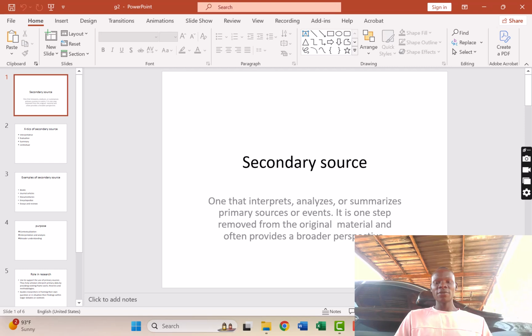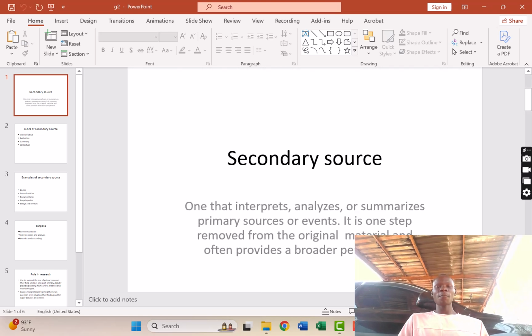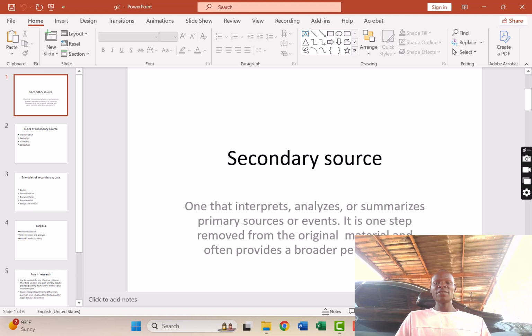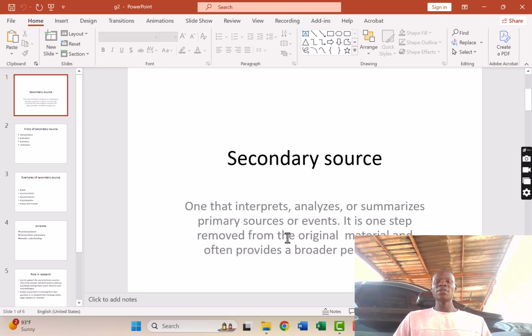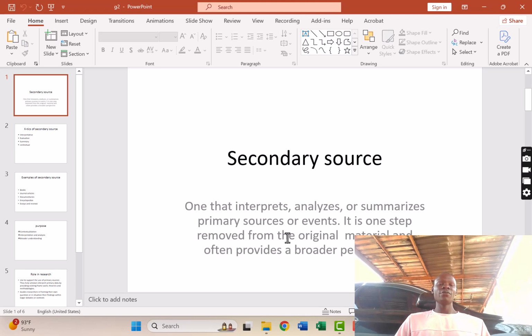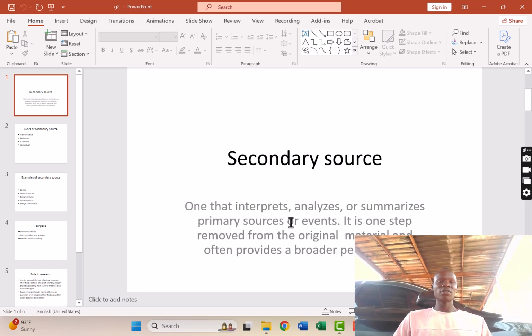So, the secondary source is one that interprets, analyzes, or summarizes primary sources or events. It is one step removed from the original and often provides a broader perspective. That is a brief definition of what a secondary source is, as we looked at primary source in the previous video, whereby I said it is first-hand information. This one is a bit removed from the original, so it becomes a secondary source.